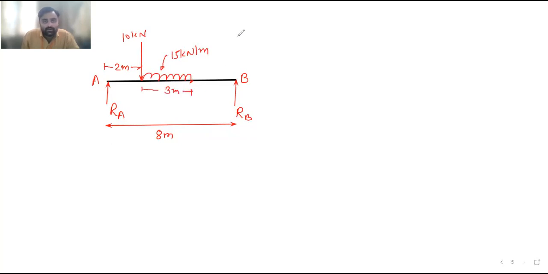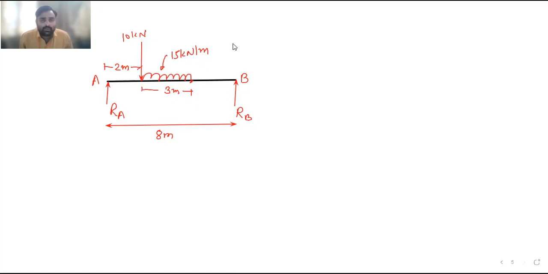Then here at this point, and here at this point an external moment is acting. Okay, let's not make it too complicated; we'll take that in the next problem. So these two, one point load and one UDL, are given to you. Okay, you have to solve this numerical.